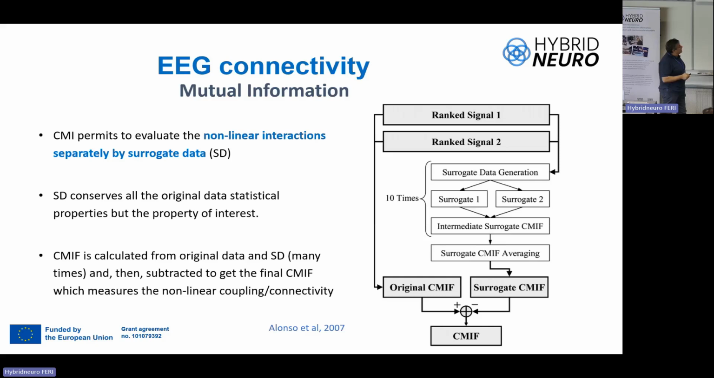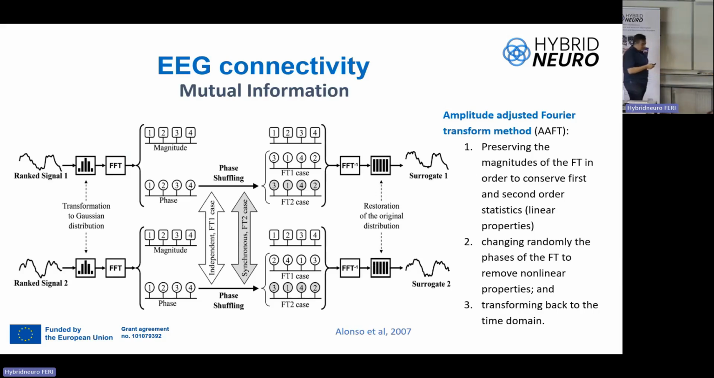We generate surrogate data, and we have different surrogate data, and we calculate this cross-mutual information. We obtain the cross-mutual information, the average of all surrogate data, 10 times, probably it's better 50 times. And we have the original and the function from the surrogate data. So we subtract, and we have the final mutual information to evaluate exactly the property we have not conserved in the surrogate data. How can we obtain the surrogate data?